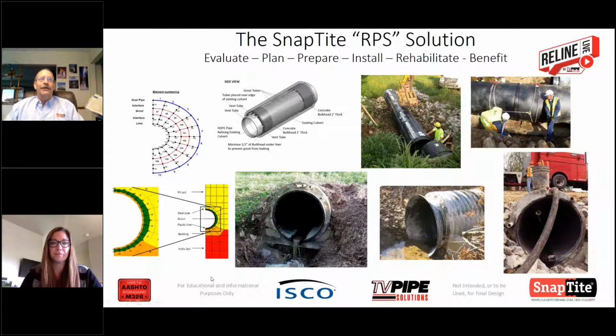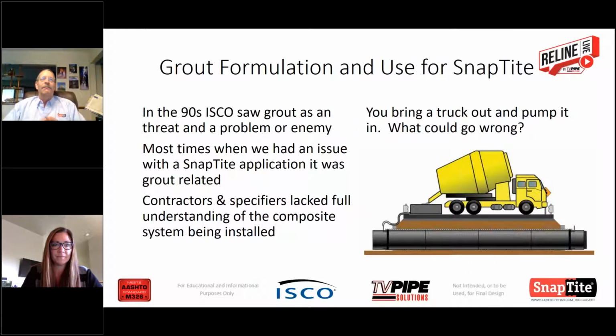The liner is one component. The hose is one component. Even the soils that surround the existing hose pipe, again, is a component in that RPS.